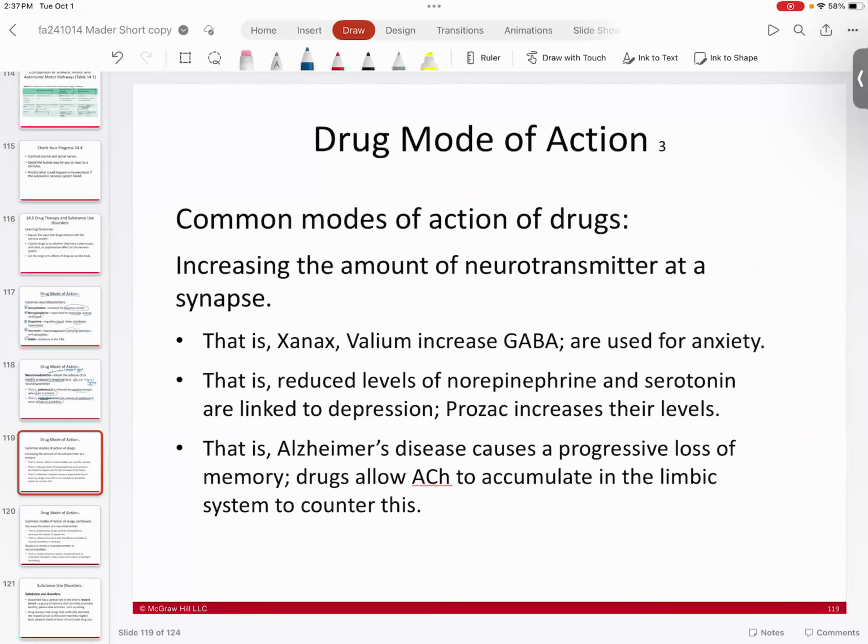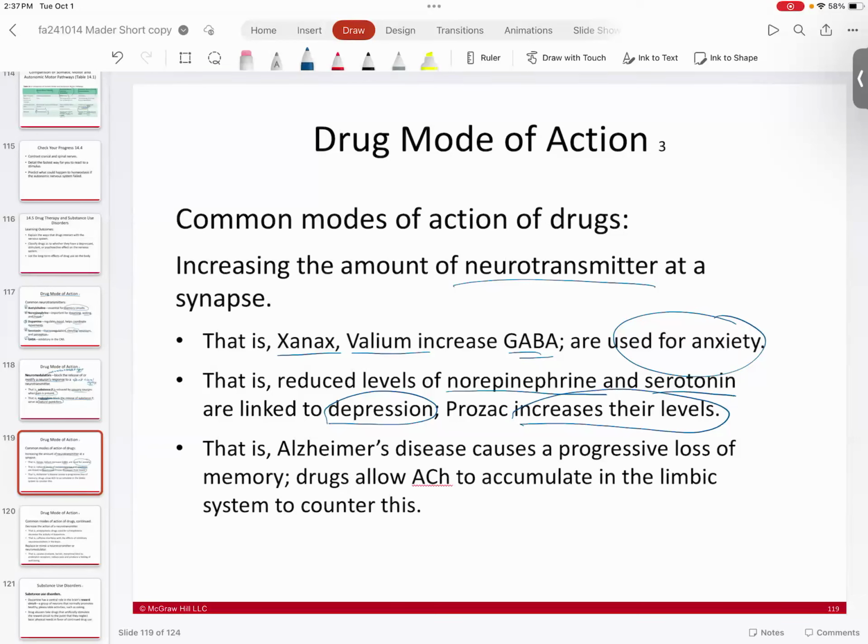So when you take a look at drugs, for instance, what are some of the common modes of action? Oftentimes what drugs will do is they will increase the amount of neurotransmitter in the synapse. For instance, Xanax, Valium, they increase GABA, which is an inhibitor for anxiety. So you inhibit anxiety by increasing the inhibitor for that particular neural response. And when you have reduced levels of norepinephrine or serotonin, that's typically linked to depression. So Prozac increases their levels.